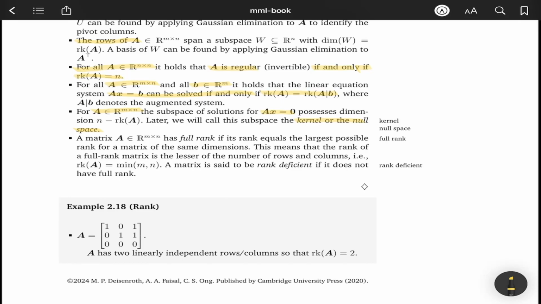A matrix A has full rank if its rank equals the largest possible rank for a matrix of the same dimension. That means that the rank of a full rank matrix is the lesser of the number of rows and columns. What they mean is the rank of A equals the lesser of m or n. A matrix is said to be rank deficient if it does not have full rank. Okay, so we have full rank and we have rank deficient. So it's either full rank or it's rank deficient, all right?